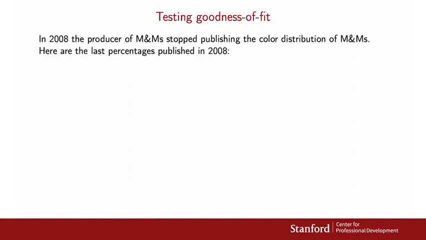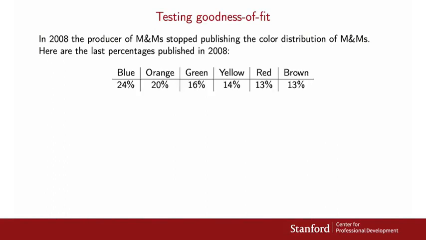M&M candy comes in different colors. The company that produces M&Ms actually put the percentages of the various colors on the website. But in 2008, they stopped publishing those data. Here are the last data that were published in 2008. It shows the percentages for each of the 6 colors: blue, orange, green, yellow, red, and brown. So a question is whether that's still the distribution of colors today.